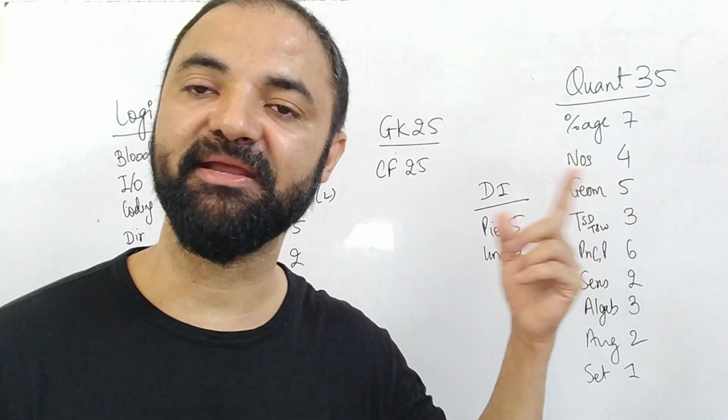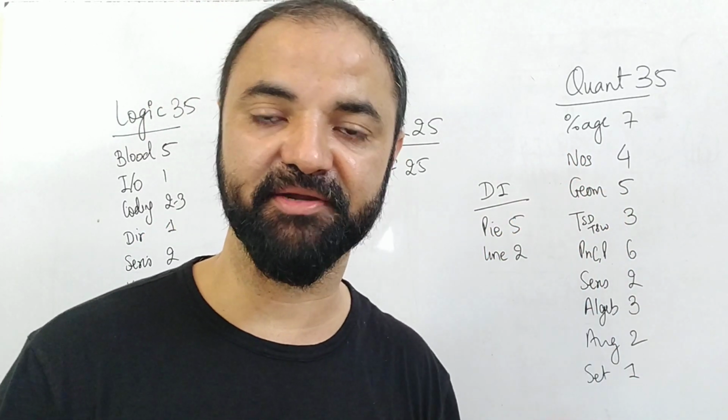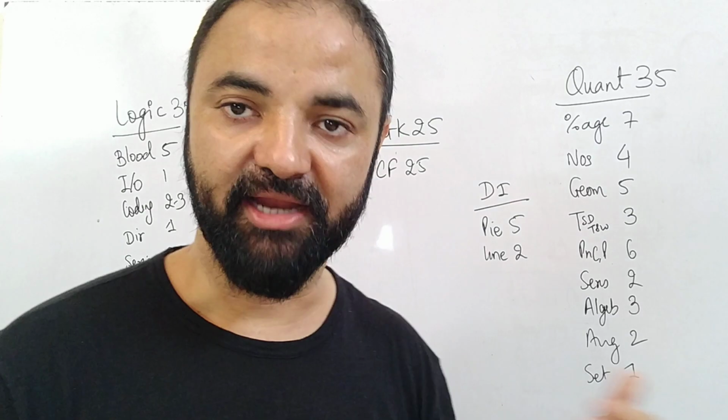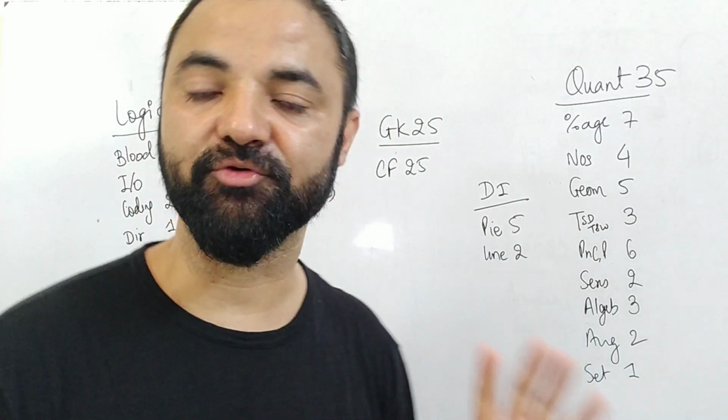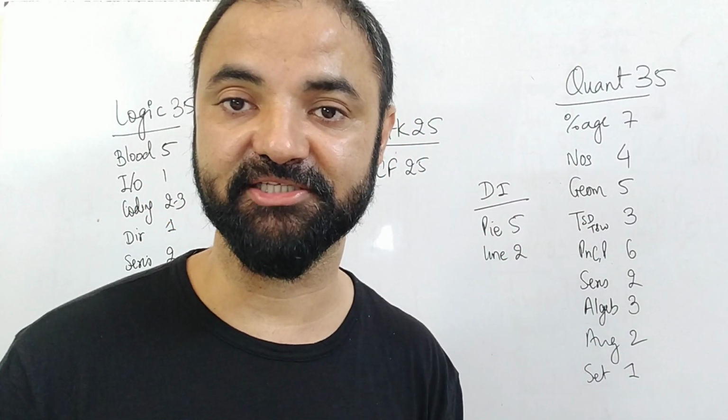So by percentages I mean profit and loss as well. Percentages, interest, commodities, all of them included. And DI in front, there's a pie chart. 5 questions on pie chart. 5 easy questions on pie chart.